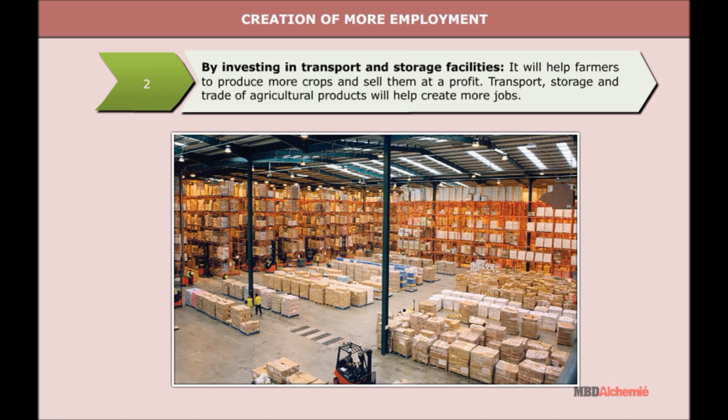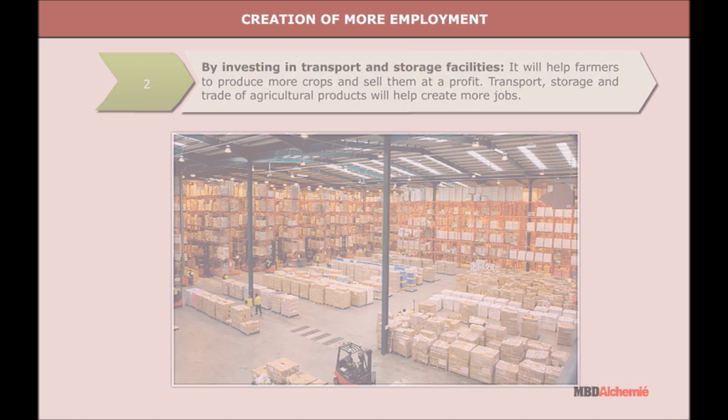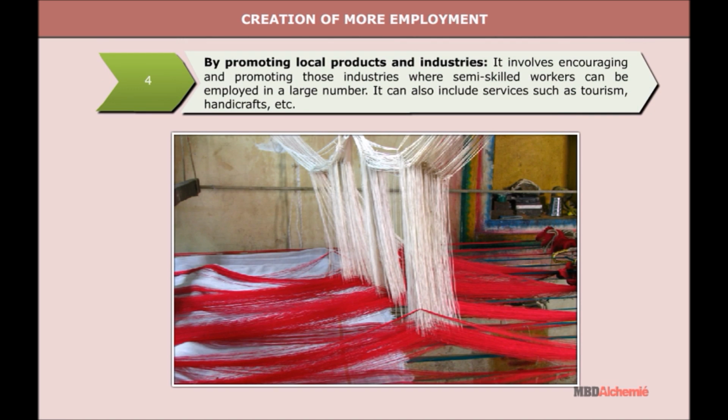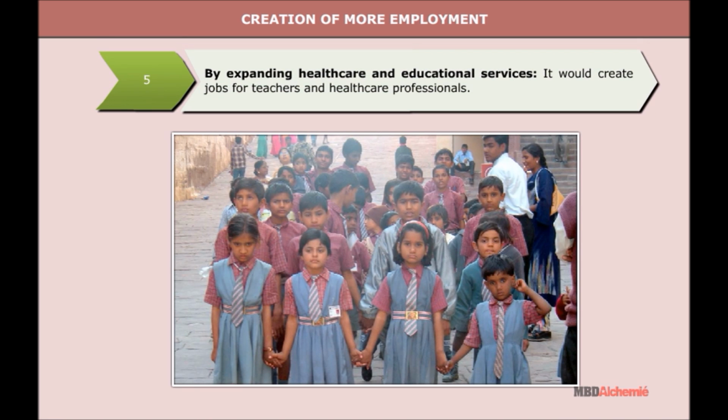Transport, storage and trade of agricultural products will help create more jobs. By providing credit facilities, the government can provide banking and credit services to help farmers to cultivate their lands in a better and more efficient manner by investing in better quality of seeds, fertilizers, etc. By promoting local products and industries, it involves encouraging and promoting those industries where semi-skilled workers can be employed in a large number. It can also include services such as tourism, handicrafts, etc. By expanding healthcare and educational services, it would create jobs for teachers and healthcare professionals.